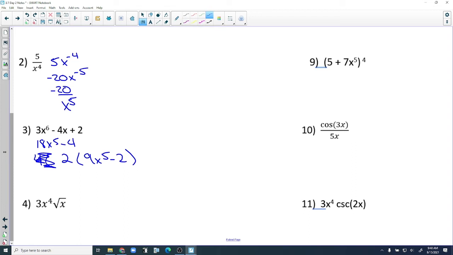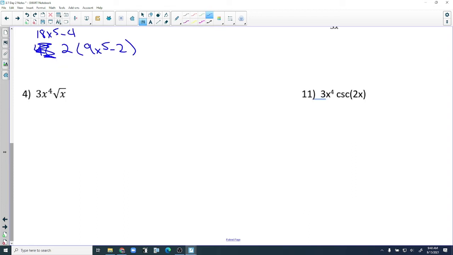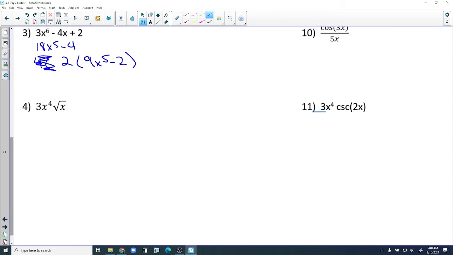Number 4, there's a really hard way to do this one, and there's a really easy way to do this one. I'll show you the easy way. This is x to the 4th times x to the 1/2. When you multiply, you add the powers. So this is really 3x to the 9/2. If you do that little trick, and it's not really much of a trick, it's just rules for exponents, this is a very simple problem. It's 27/2 x to the 7/2 because you minus 2/2.